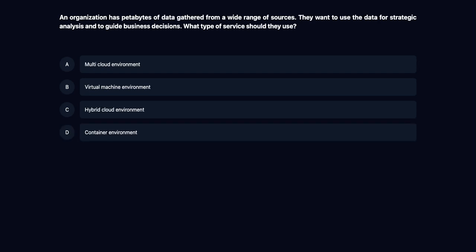An organization has petabytes of data gathered from a wide range of sources. They want to use the data for strategic analysis and to guide business decisions. What type of service should they use? A. Multi-cloud environment. B. Virtual machine environment. C. Hybrid cloud environment. D. Container environment.